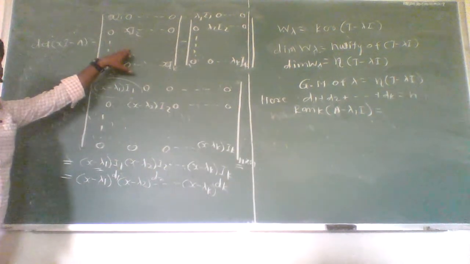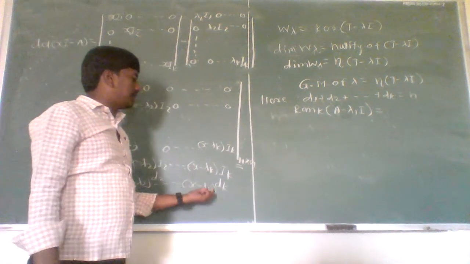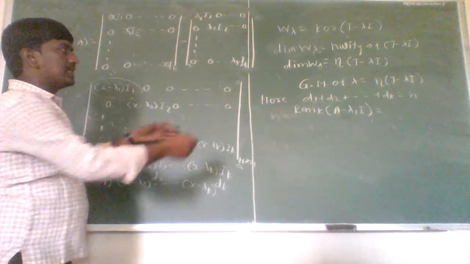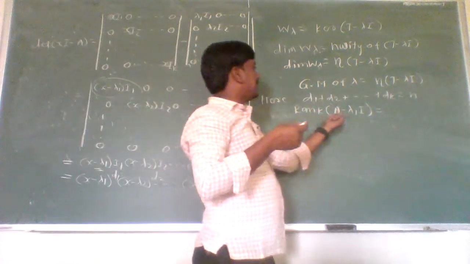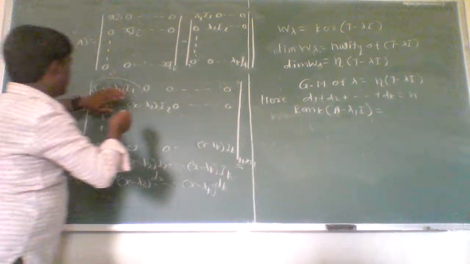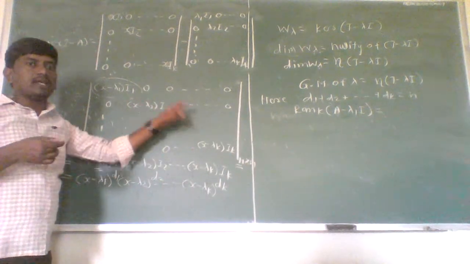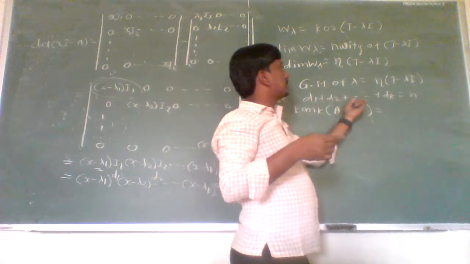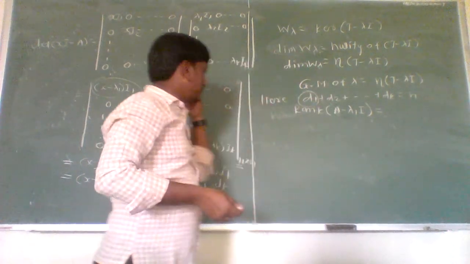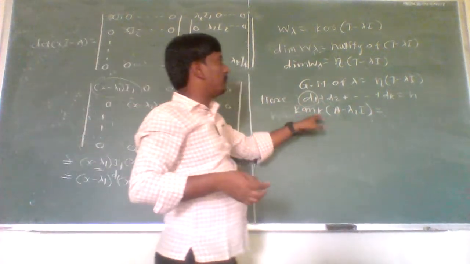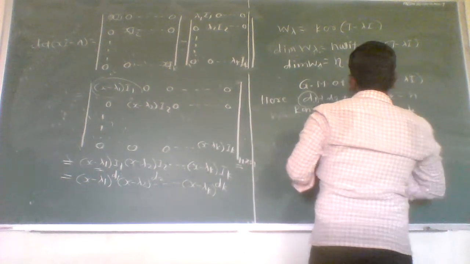That is, here the matrix is of order n cross n. Here lambda 1 is repeated d1 times, lambda 2 repeated d2 times, up to lambda k repeated dk times, and d1 plus d2 plus up to dk is nothing but our n. And if we find the rank of the matrix A minus lambda 1 I, then these d1 terms are 0 and the remaining terms are non-zero. Then its rank will be equal to n minus d1.